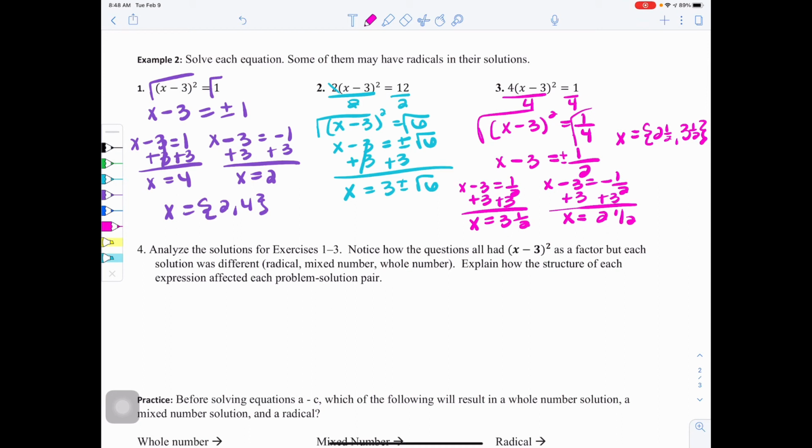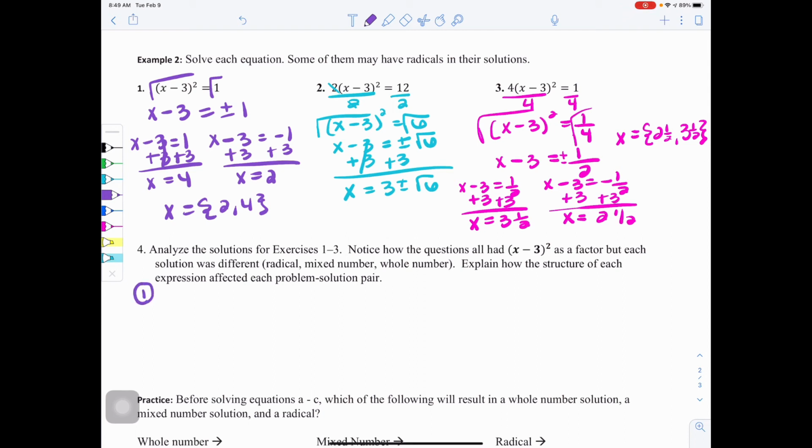So now in number 4, it says analyze the solutions for exercises 1 through 3. Notice how the questions all had x minus 3 squared as a factor, but each solution was different. So we got either a radical, a mixed number, or a whole number, and we're going to explain how the structure of each expression affected each problem's solution pair. So let's look at number 1 in example 2.